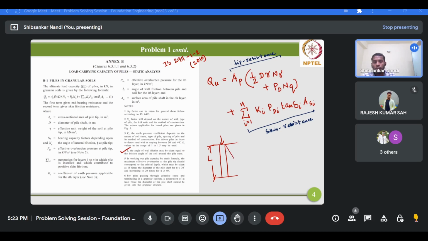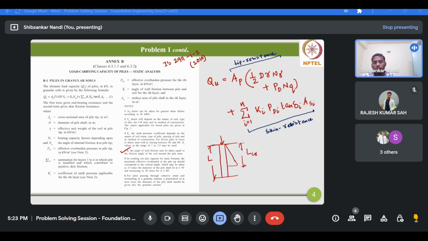Now if you see the skin friction resistance, as I mentioned earlier, it will increase from the pile top to the pile tip if you don't consider the critical length concept. It will increase as per usual fashion, depending on the effective vertical overburden pressure. However, if you consider the critical length concept, this mobilization of the skin friction resistance will be limited up to a certain length of the pile. Suppose this is the certain length of the pile, and this is known as L critical.